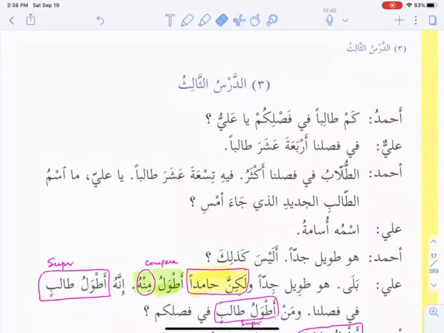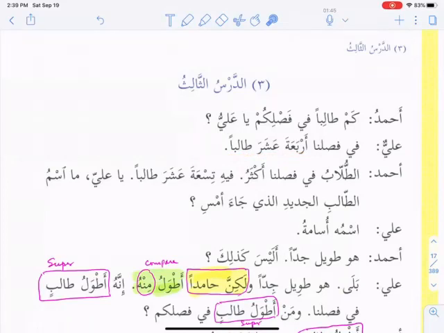Kam taliban fi faslikum ya Aliyu? Ahmad is asking Ali, how many students in your class, in faslikum ya Aliyu? Ali replies, fi faslina arba'ata ashara. See, now that is absolutely new for us. Arba'ata ashara taliban. 14 students. Okay.